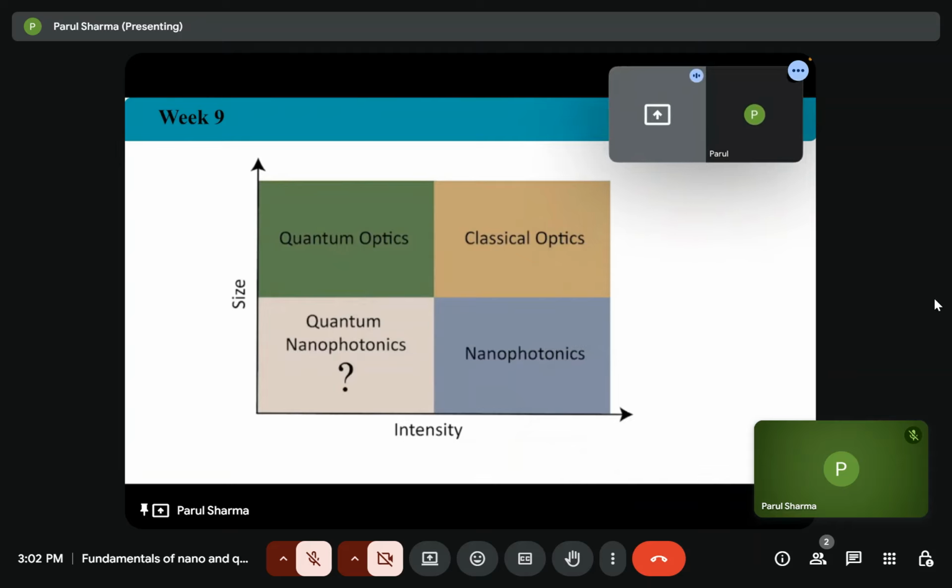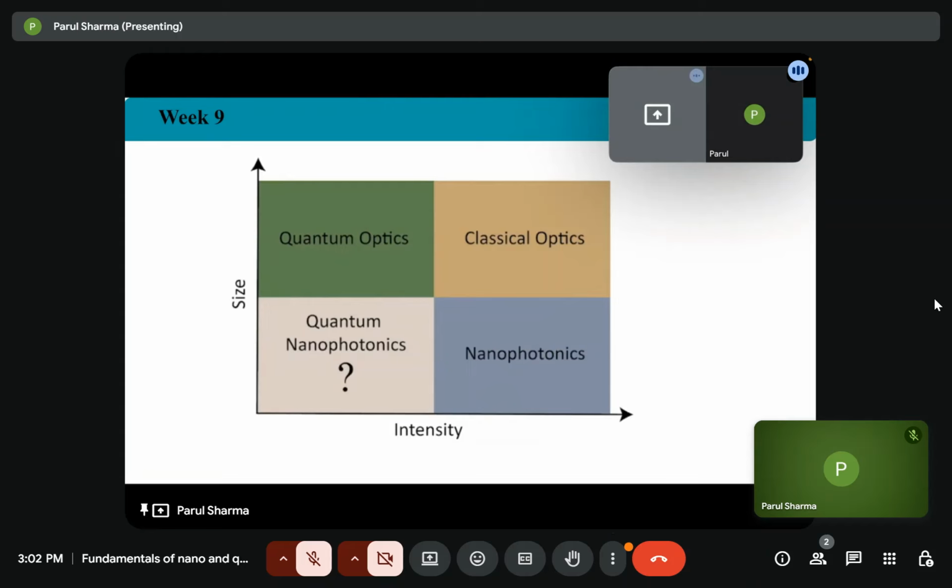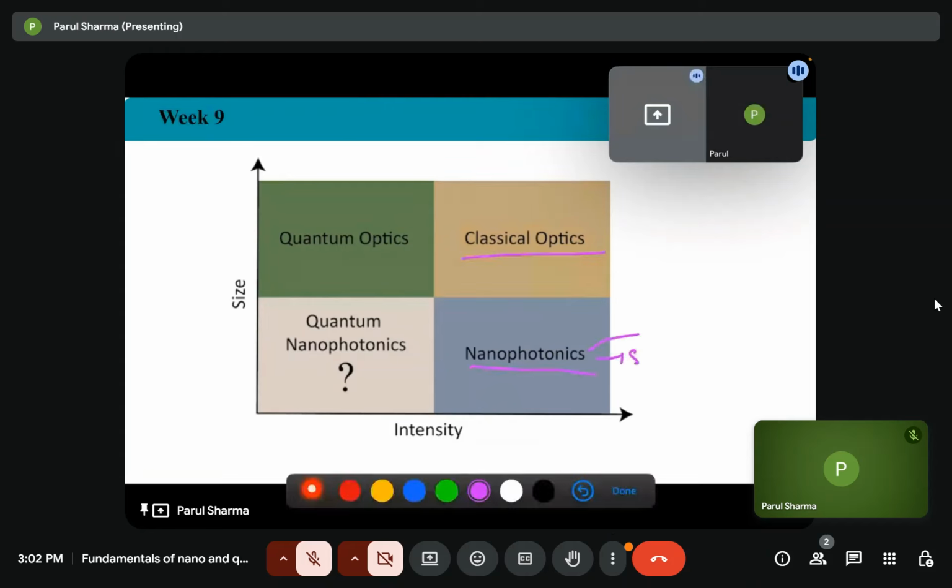So, in the initial days, in classical optics, we were dealing with the nanophotonics. So first we will talk about the classical optics. In case of classical optics, the size of the optical systems, so large optical systems and high intensity devices were bulky.